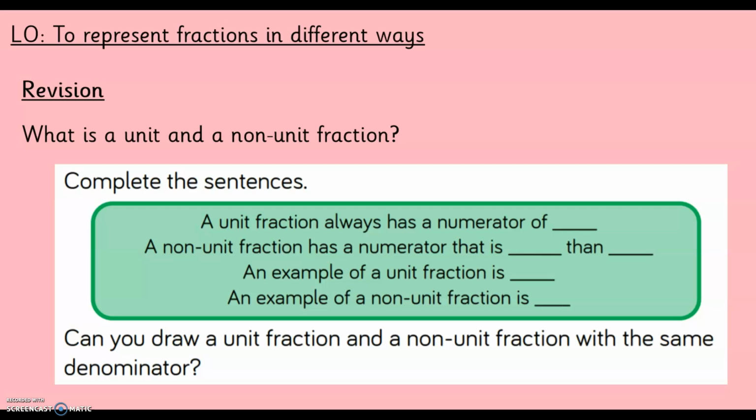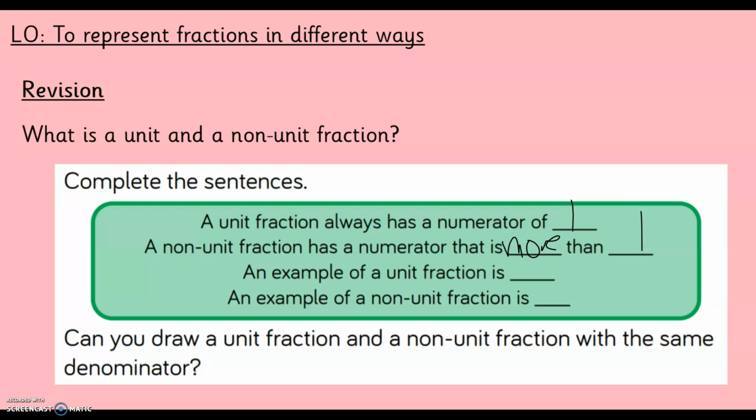Hopefully you've had enough time to think about the answers, so I will tell you what they are now. So a unit fraction always has a numerator of 1. No matter what happens, a unit fraction has to have a numerator of 1. It cannot be 2, 3, 4, can't be 0, must be 1. A non-unit fraction has a numerator that is more than 1. So it could be 2, 3, 4, all the way up to 1 million.